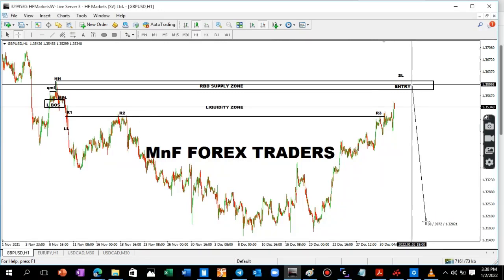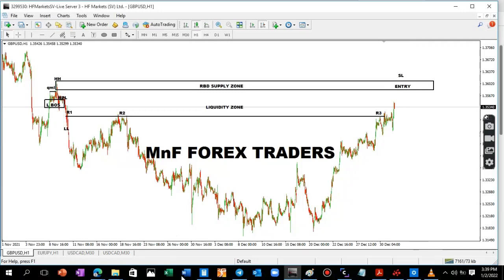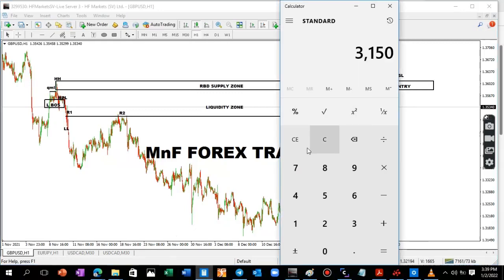So that's about 400 pips. Okay, 400 pips target and 30 pips stop loss. Okay, we do the math. 400 divided by 30. So 400 divided by 30. That's a 1 to 13 risk to reward ratio.